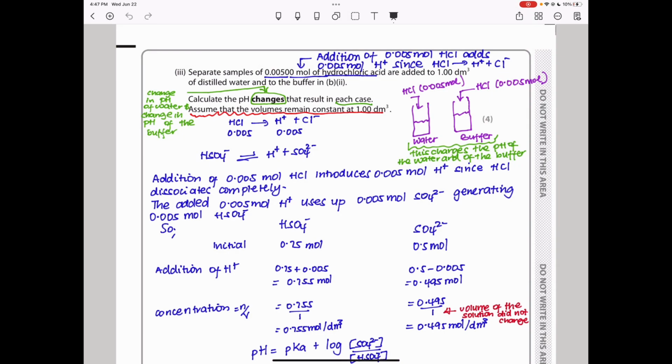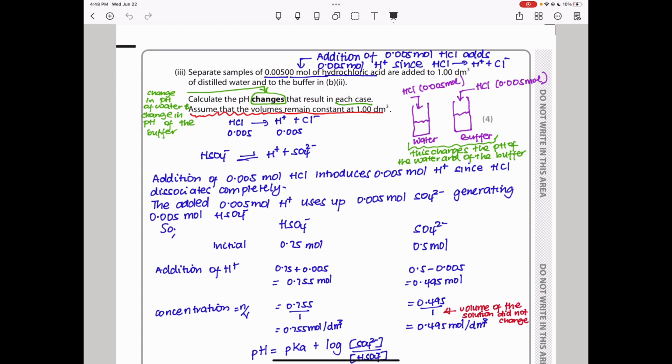Separate samples of 0.00500 mole of hydrochloric acid are added to 1 decimeter cubed of distilled water and to the buffer. So we have a buffer solution, they add that amount of HCl, and to water, they add that amount of HCl. They're asking to calculate the pH changes that result in each case. Assume that the volume remains constant at 1 decimeter cubed.